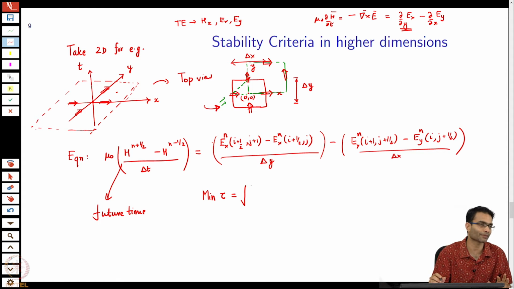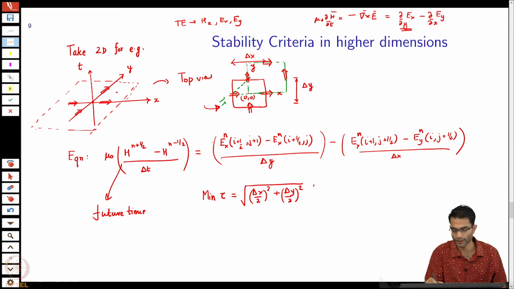So, how much is this distance equal to? Delta x, delta y is the grid spacing, delta x by 2 whole squared plus delta y by 2 whole squared, divided by speed of light.